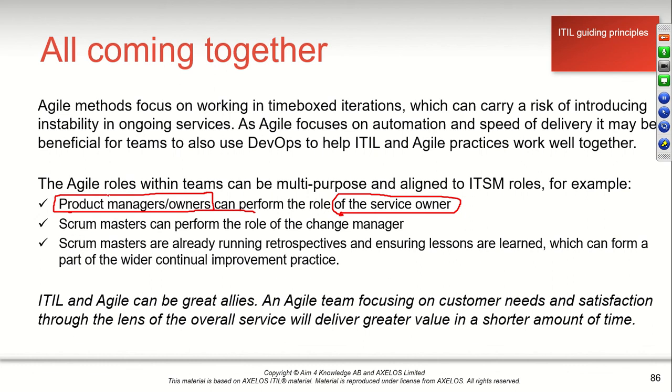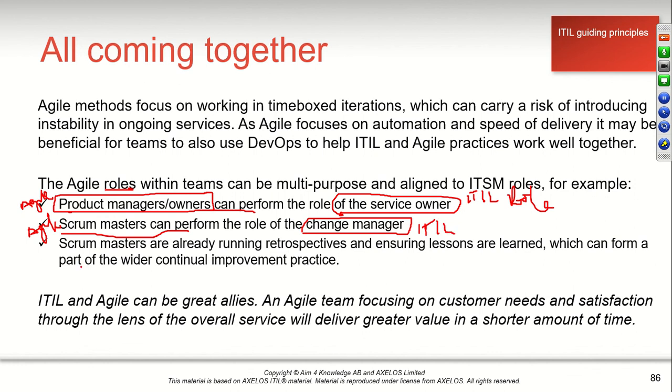Then we also have another job role within Agile called Scrum Master. Scrum Master is similar to somebody who is doing the job of a change manager in ITIL. So this is ITIL, okay? These are the ITIL roles that we have, and on this side, these are the Agile roles that we have. Problem manager, product manager; in ITIL the role is service owner. Scrum Master in ITIL is change manager.